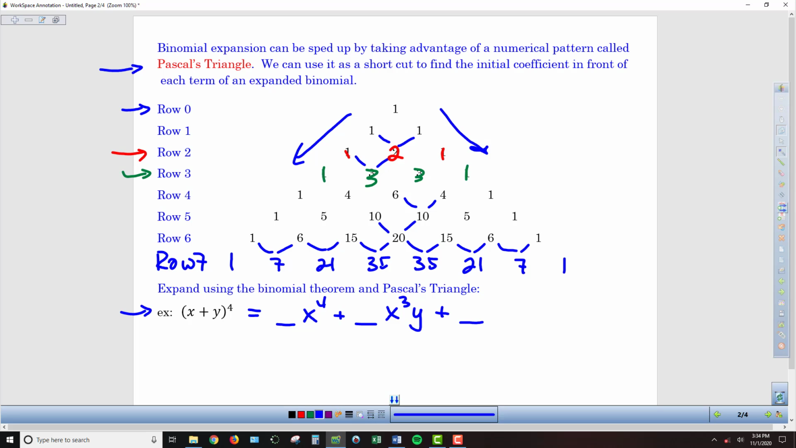So the next term is going to have x to the fourth, x to the third. It's now going to be x squared, and then the y's are counting up. There's no y, there's a y to the first, so now there's a y to the second. Again, leave a blank there.